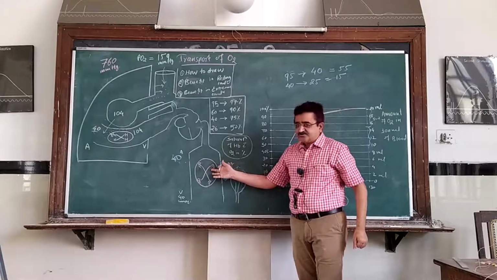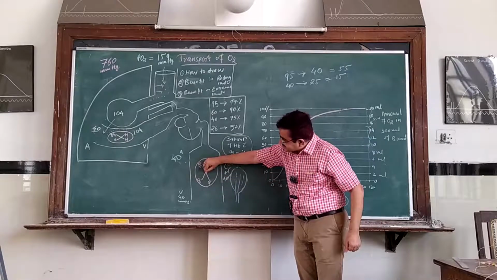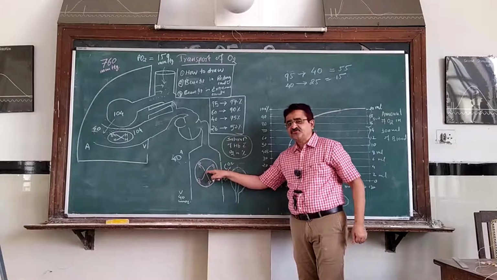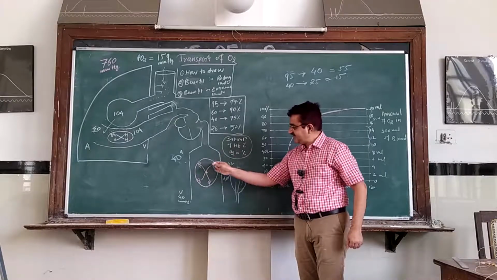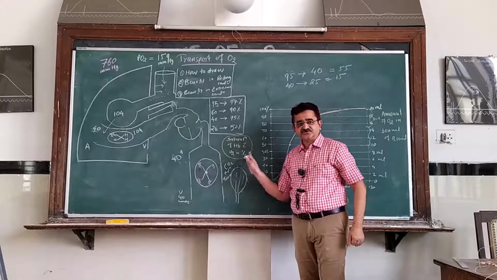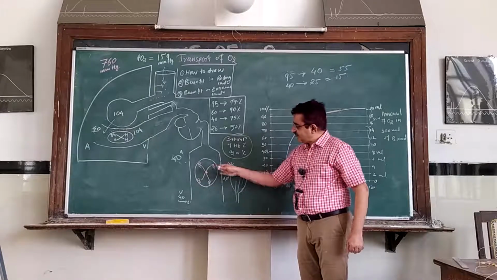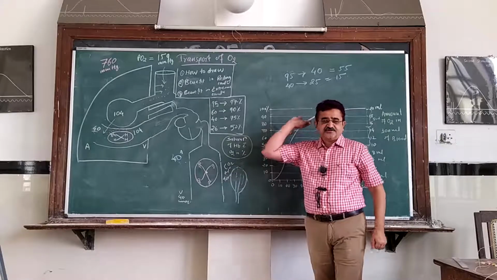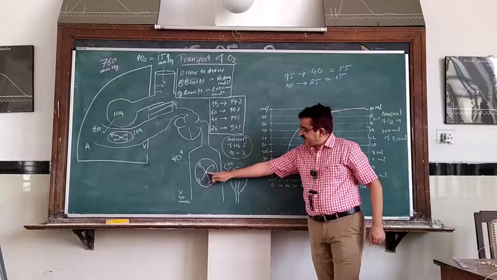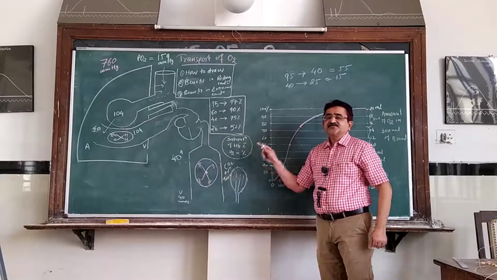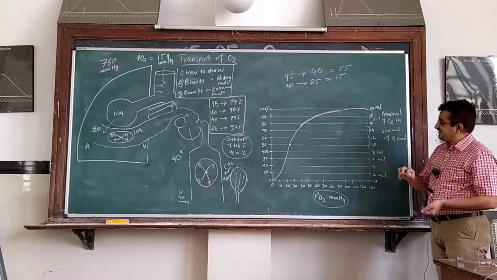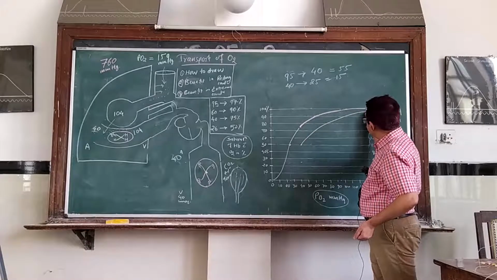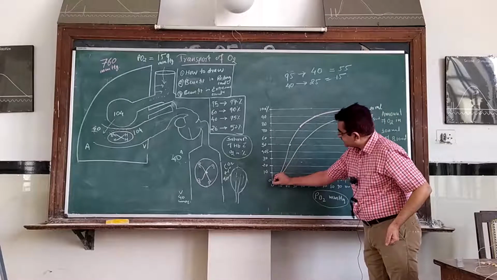These things enter into the RBC and combine with the hemoglobin, and the affinity of hemoglobin for oxygen is then decreased, and it causes easy delivery of oxygen to the tissues. Okay. So how do we plot this on the curve? Because of binding of CO2 and H plus ion, the curve is shifted towards the right side. So this is the shifting of the curve to the right side.